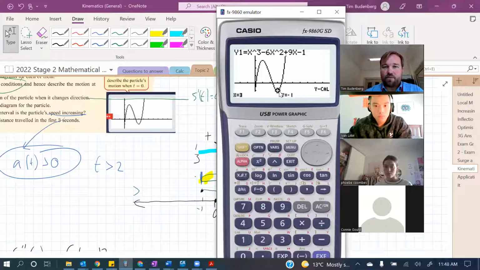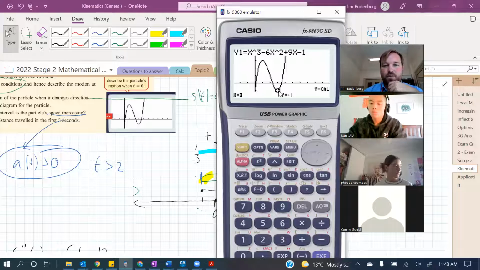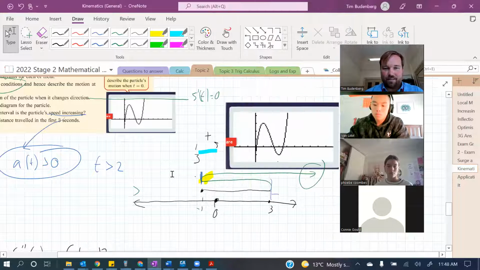The total distance traveled is we go from -1 up to 3. That's distance traveled 4 so far. Then we go from 3 back down to -1, so we're traveling another 4. So the total distance we travel in the first 3 seconds is 8.